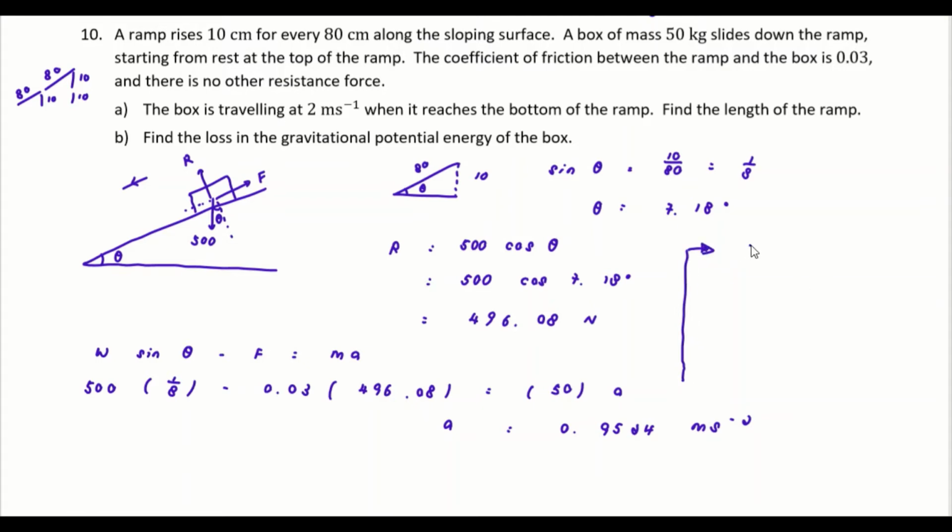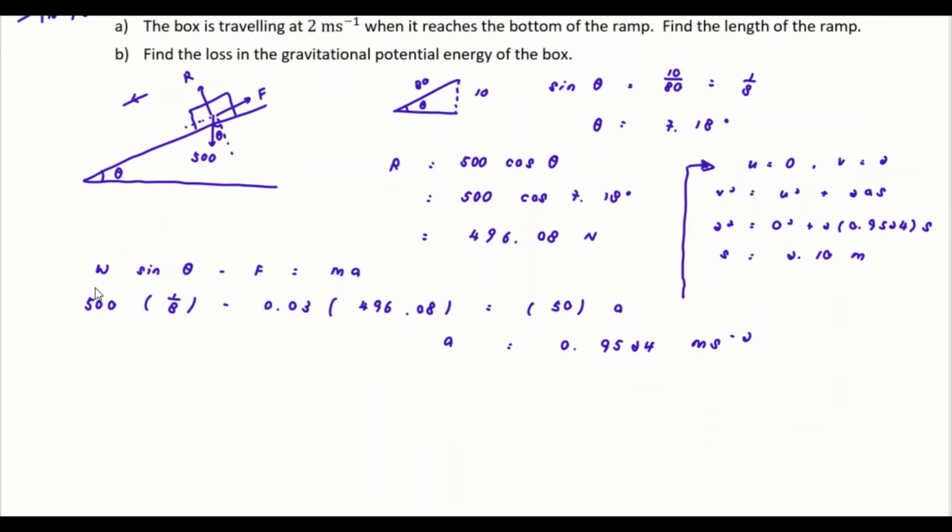It starts from rest. When it reaches the bottom, the V is 2, and we already got the A just now, right? So we want to find the S. V squared equals U squared plus 2AS. So we have 2 squared equals 0 squared plus 2A times S. Just use your calculator to solve it, and you'll get S equal to 2.10 meter. That's the length of the ramp.